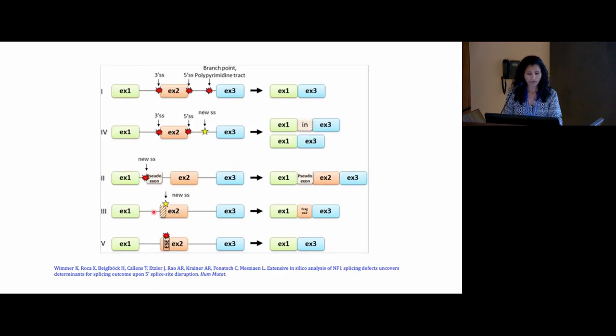This is an image I will go through quickly, which I have taken from the Wimmer K. et al. article. It shows that if any alteration happens at the 5' splice site, the 3' splice site, or any branch point 5' of exon 2, it will skip this exon and lead to the juxtaposition, the fusion, of exon 1 and exon 3. And what if a new splice site is created? In our case also we don't know whether it will skip the exon or a new splice site has been created.